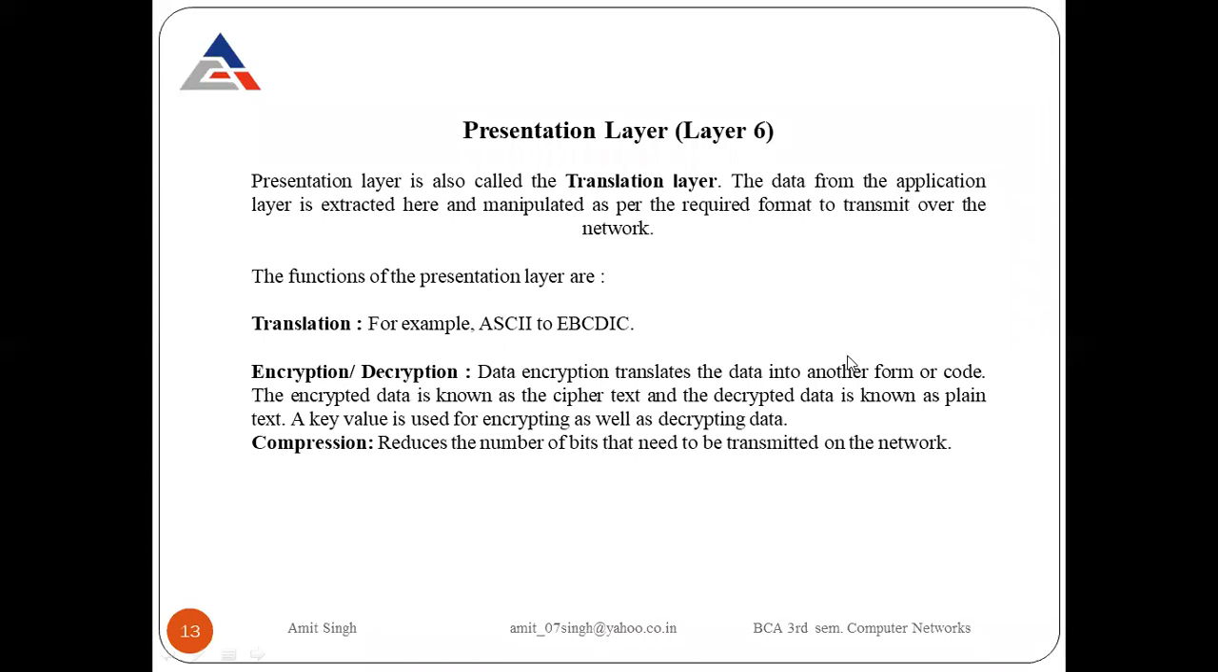The third is compression. Compression means compressing the data and reducing the number of bits that need to be transmitted on the network. We all know the data is sent in the form of a number of bits, and whenever compression is applied, they can reduce the number of bits, and the compressed data is sent from the sender side to the receiver side.